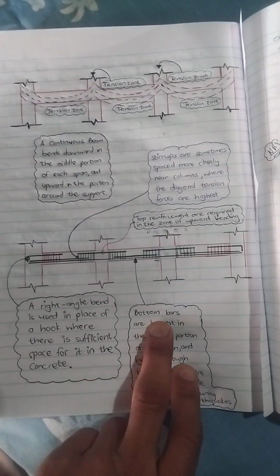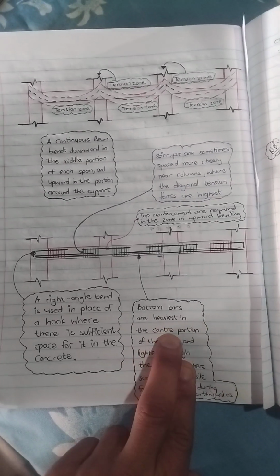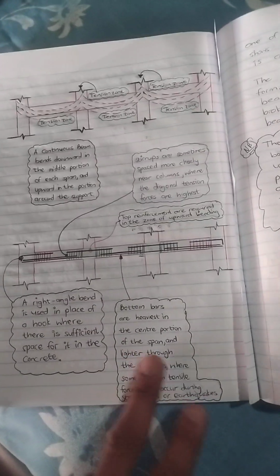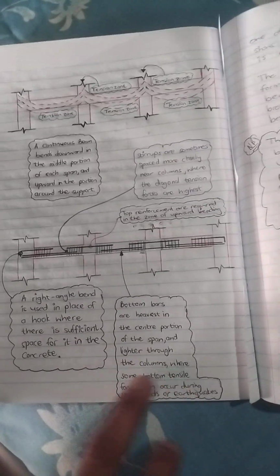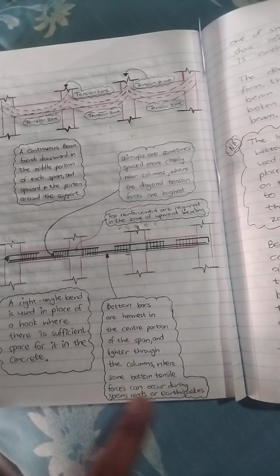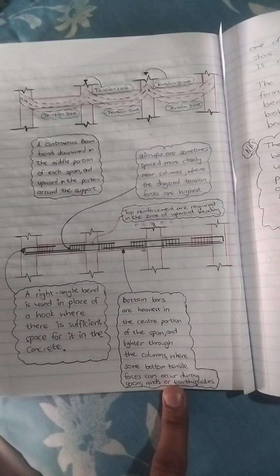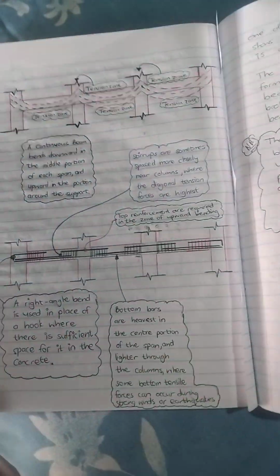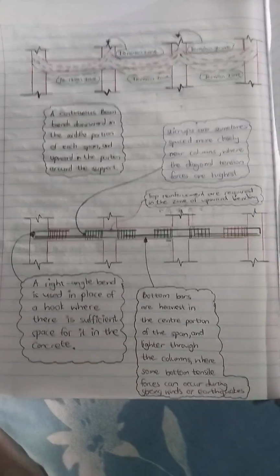And then you have your bottom bars are heaviest in the center portion of the span and lighter. This is what I was talking about. And lighter through the column, where some bottom tensile forces can occur during strong winds or earthquakes. So that's basically the theory of where you want to put your steel when you design continuous beams.